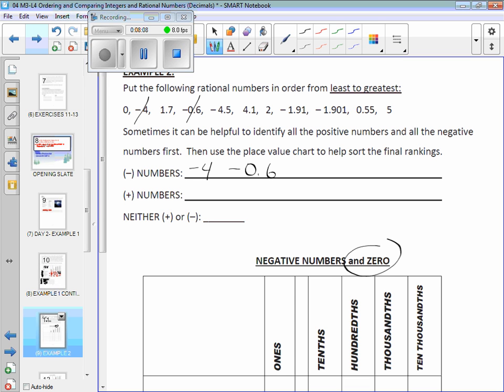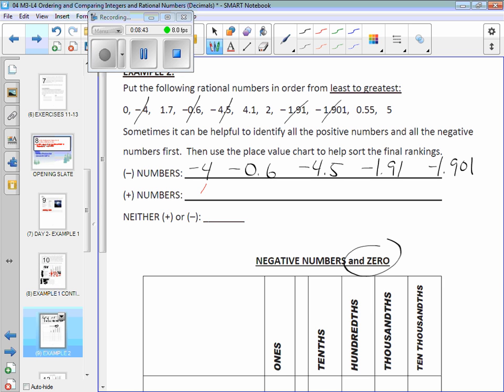Okay, Luke. Negative 4.5. Negative 1.3. And negative 1.1. Okay, that takes care of the negative rats. Don't forget, negative 4, even though it's an integer, it's still a rational number because the rational numbers include the integers. All right, positives. Jake.